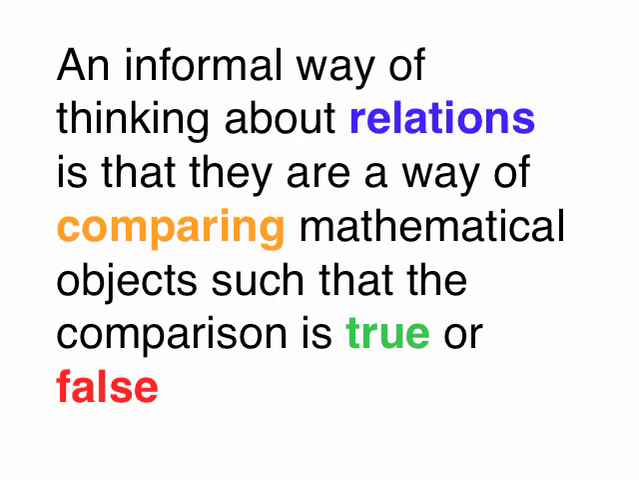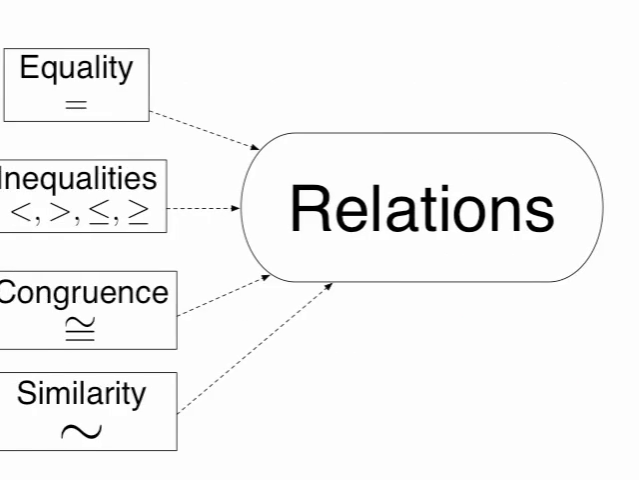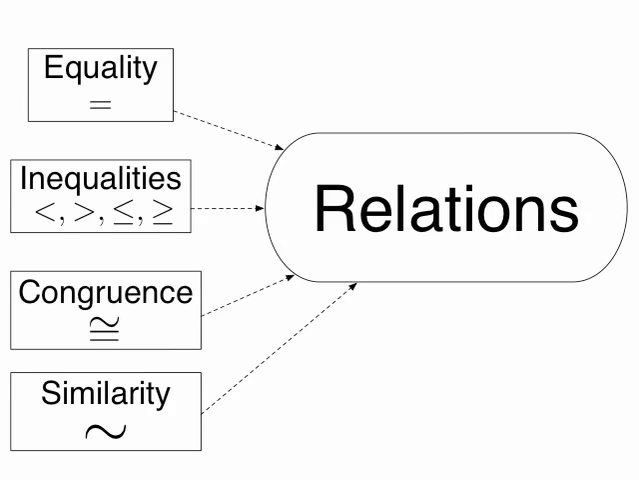Equality is an example of what's called a relation. A relation is a way of comparing mathematical objects such that the comparison is either true or false. There are many different forms of relations that we encounter even on a pretty basic mathematical level. For instance, inequalities are relations because they are ways of comparing mathematical objects, in this case numbers, such that the comparison is either true or false.